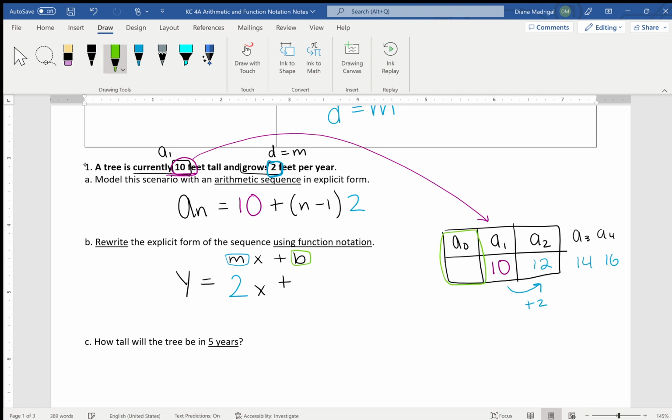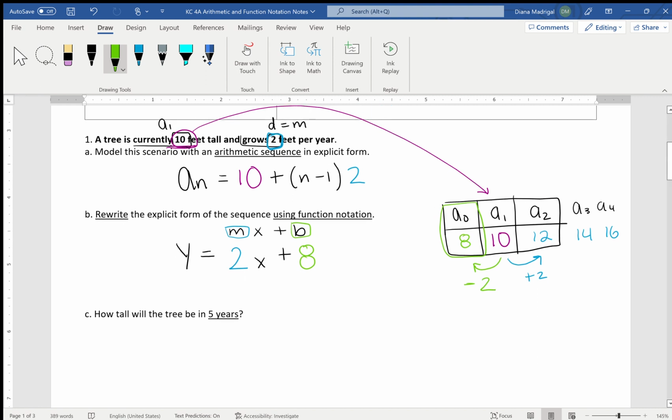So instead of going forward, I need to go backwards. Every time you do the opposite, so we're going backwards, then you're going to do the opposite of adding, which is subtracting 2. So 10 minus 2 gives me 8, and that's the number that goes in here. So my answer for this is that y equals 2x plus 8.